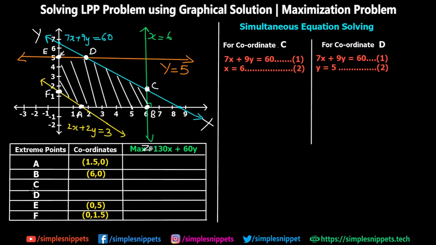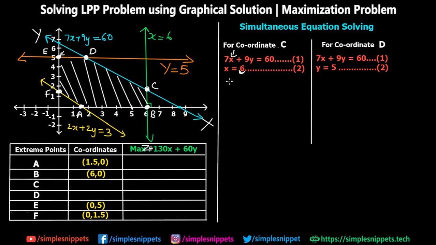So to find out the coordinate C, we have to find out which two lines meet at this coordinate. We can see from the graph that 7x plus 9y and x equals 6 are the two lines which meet at this point, right? Now using these two equations, x is already equal to 6, so we can substitute x as 6 in equation 1.